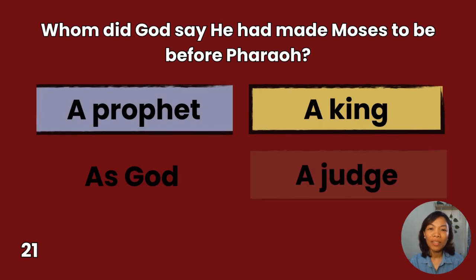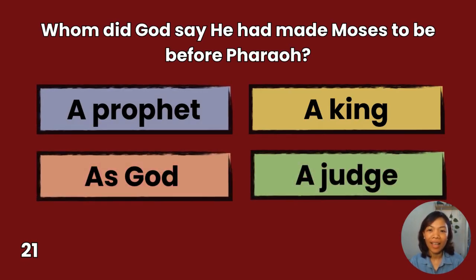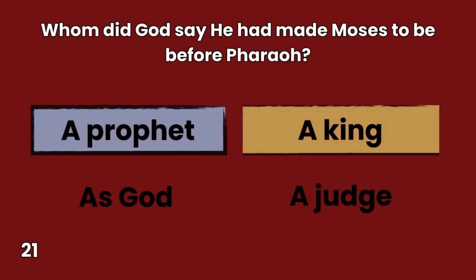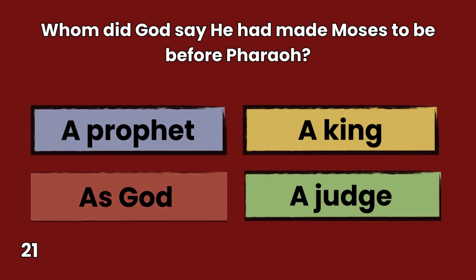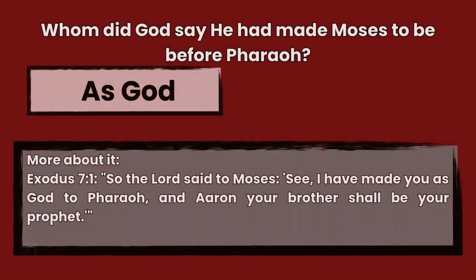21. Whom did God say he had made Moses to be before Pharaoh? A prophet, as God, a king, a judge. You have 10 seconds to answer. The answer is, as God. Exodus 7:1. So the Lord said to Moses, See, I have made you as God to Pharaoh, and Aaron your brother shall be your prophet.